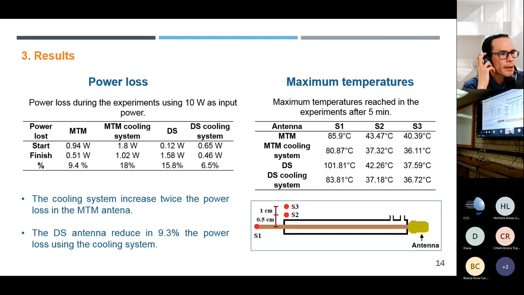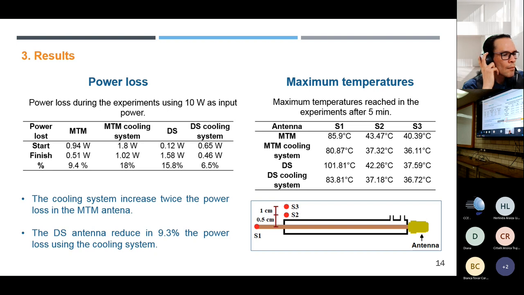As results, I'm going to start with the power loss. In the monopole antenna, when the cooling system was incorporated in the antenna, we see an increase in the power loss. In this case, the power loss increased twice when the cooling system was included in the monopole antenna. This means that in that case, the cooling system affects the behavior of the antenna. On the other hand, with the double slot antenna, the incorporation of the cooling system reduces the power loss. In this case, the cooling system does not affect the performance of the antenna.